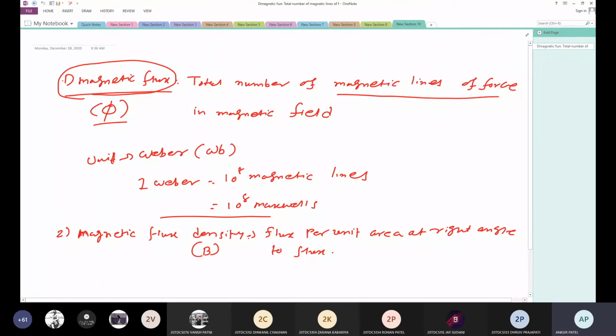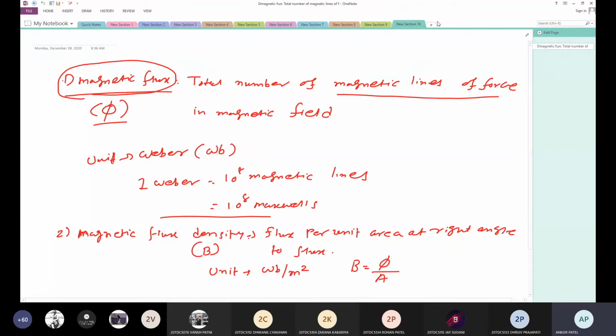The unit is flux per unit area, so it is Weber per meter square. Mathematically, you can write B is equal to phi by A. So this is your magnetic flux density, Weber per meter square, B equal to phi by A.